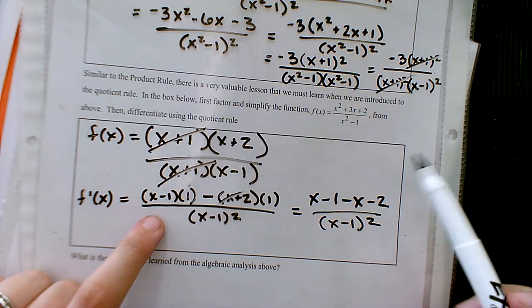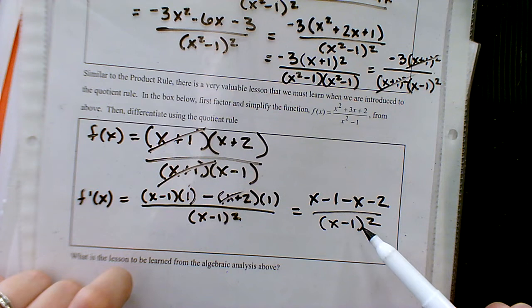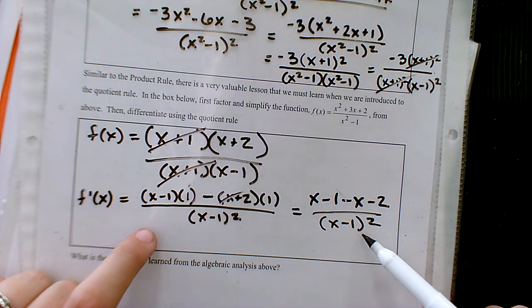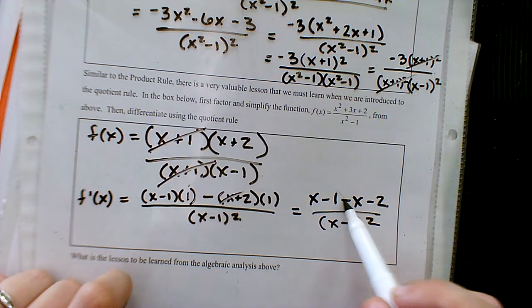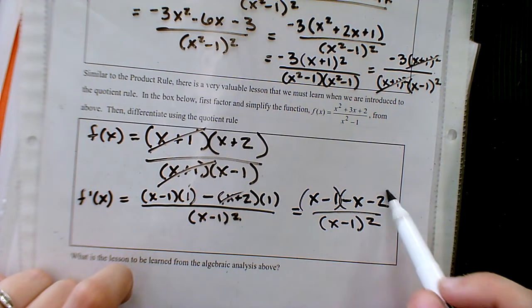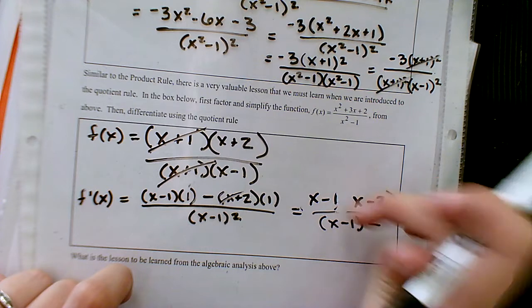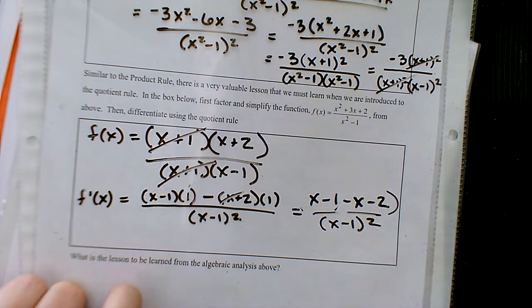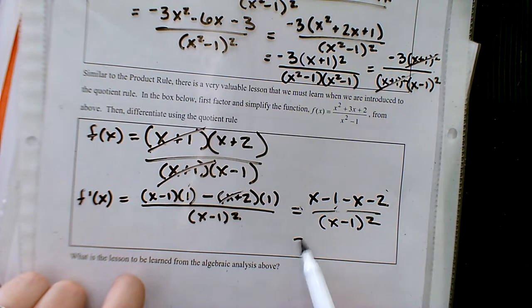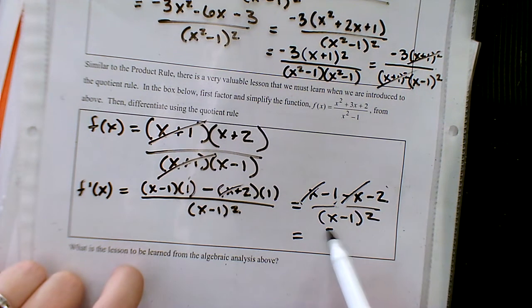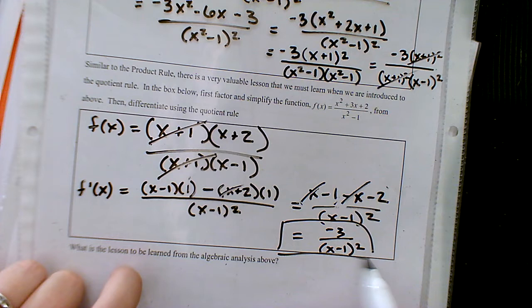You can cancel out the x minus 1 factors on the top and the 1 from the bottom. You mean like this? Cancel, cancel? Yeah. Not quite, because you're subtracting. If it was this times this, you could. Okay. But if you're adding or subtracting, you can't cancel individual terms. What is going to happen though is the x's will go away because one's positive, one's negative. And notice how you're left with negative 3 over x minus 1 squared.